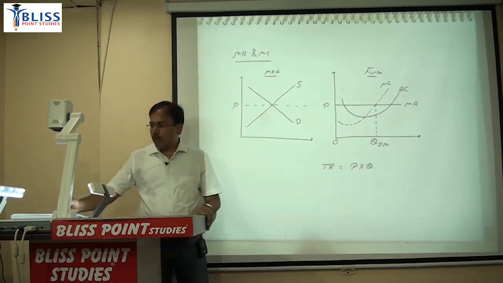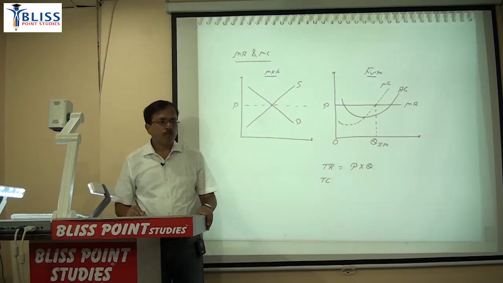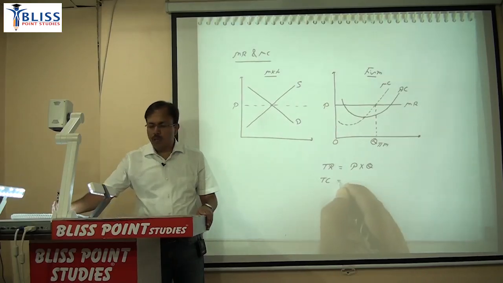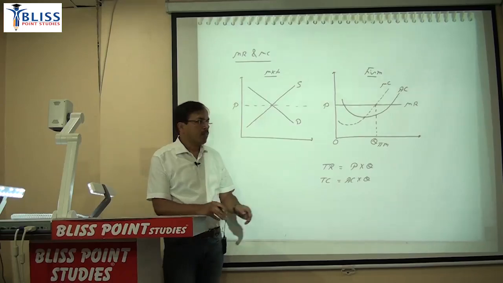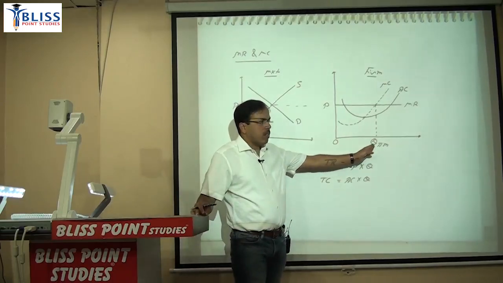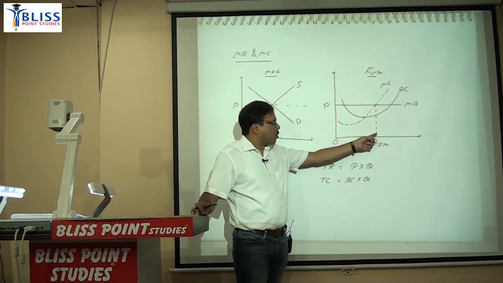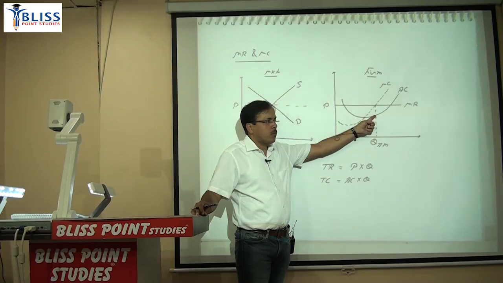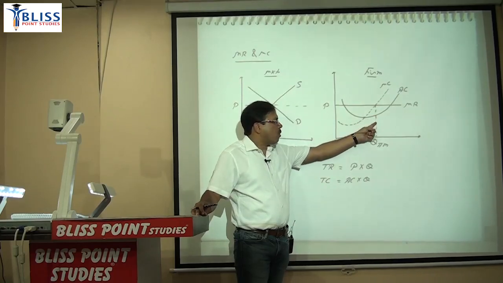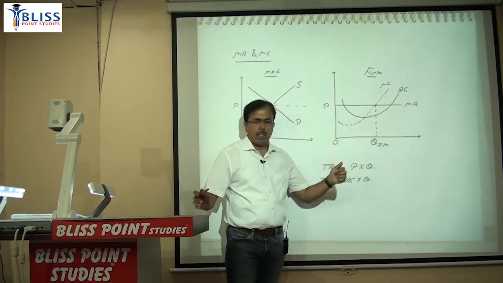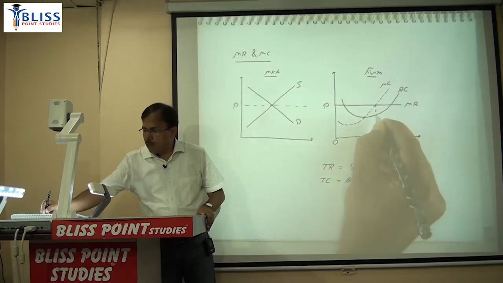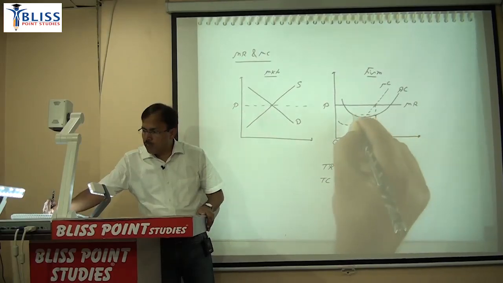From that total revenue area, what you will subtract? And how to find that total cost? Average cost multiplied by quantity. So for this quantity, how much is average cost? Average cost is this value. So average cost multiplied by quantity, you get this rectangle.